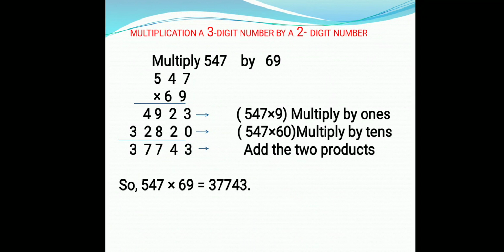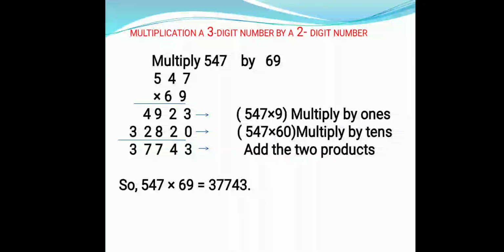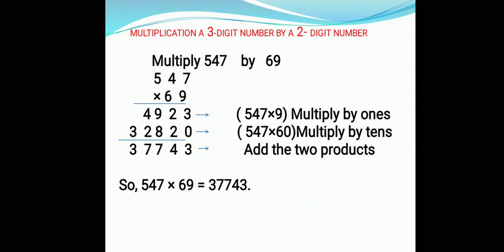Step 1. Multiply with ones. 9 into 7 is equal to 63. We write 3 in ones column and 6 will be carried over. Next, 9 into 4 is equal to 36. In 36, add 6 which was carried over. The sum becomes 42. Now, we write 2 in tens column and 4 will be carried over.